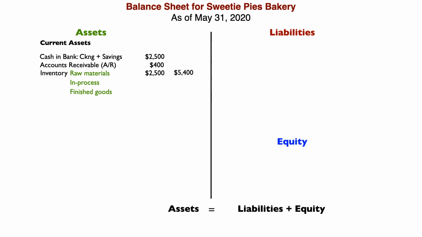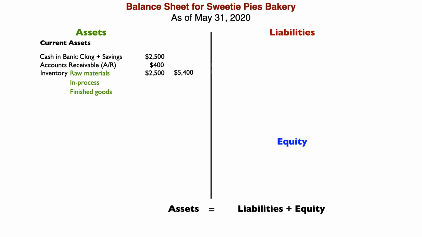She also has some inventory on hand. That inventory she's broken down into raw materials, her raw ingredients, any pies she has in process, and any finished pies that are waiting to be sold in the display case. She looks at the wholesale cost, or the cost of producing those, and that comes to $2,500. When she adds up all the current assets, total current assets equal $5,400.